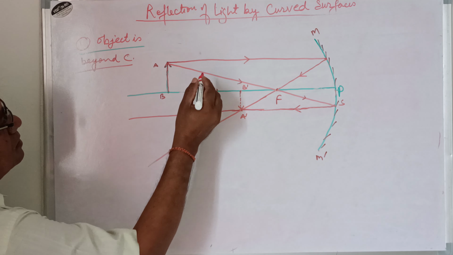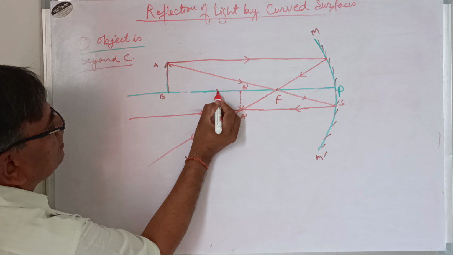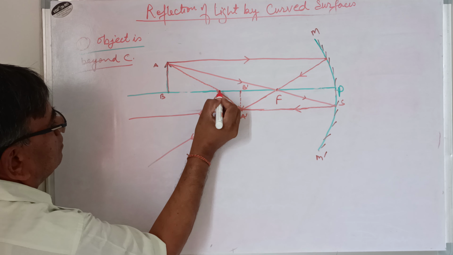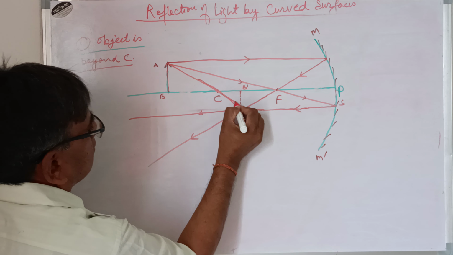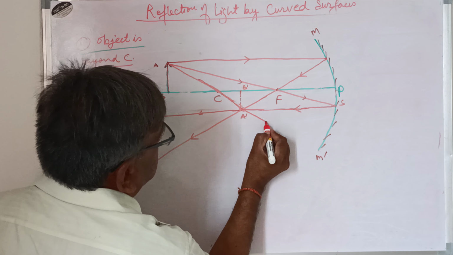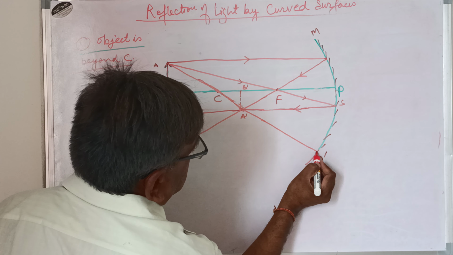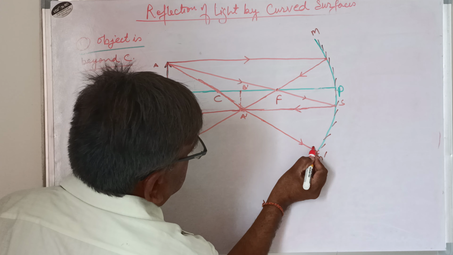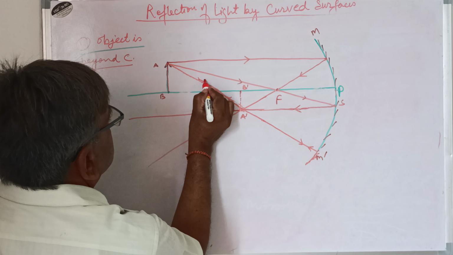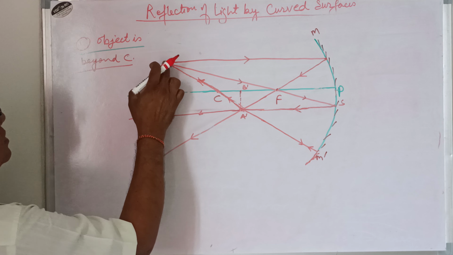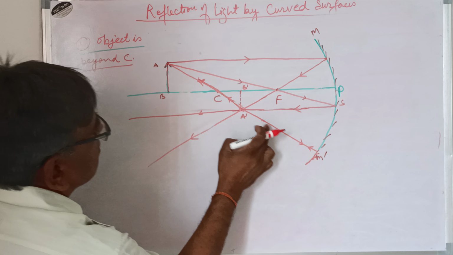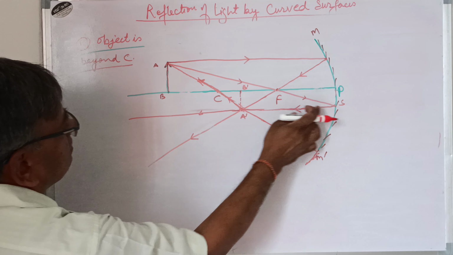You can also take, instead of this ray, this ray. The ray from C will also cut here. This will proceed and strike the mirror here, and it will return back because it strikes the mirror normally. You can also take a ray from this point A that passes from C and strikes the mirror; it returns here. When they return, they cut these rays at this point.